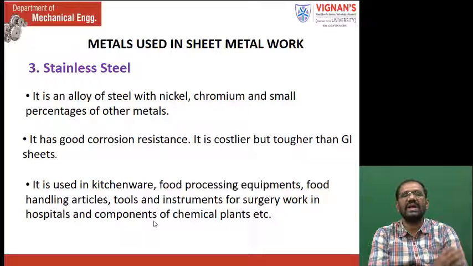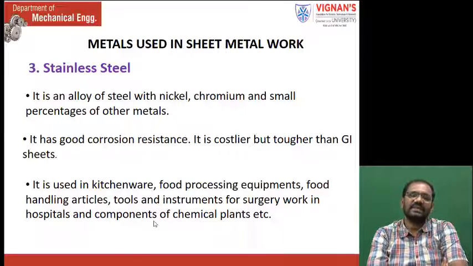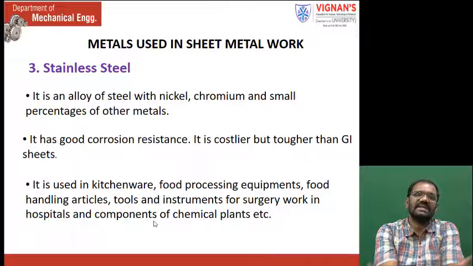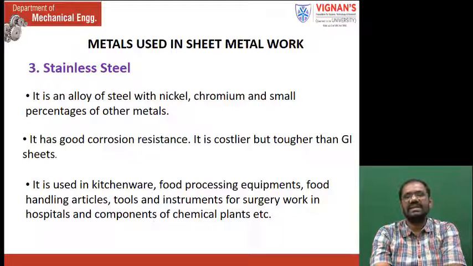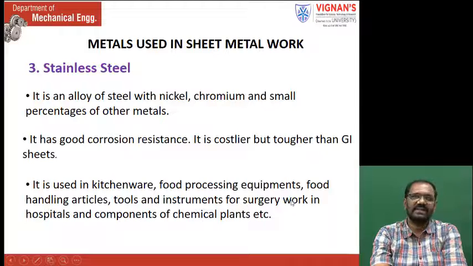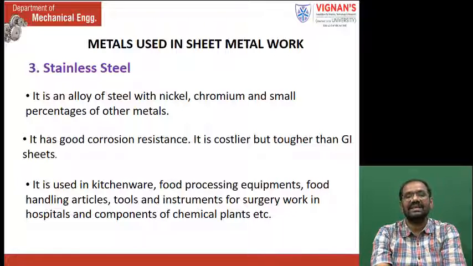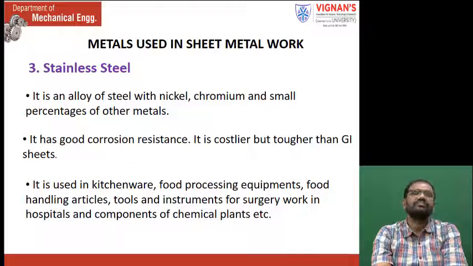Nowadays in chemical and surgery applications, super alloys have come. They are replacing the stainless steel. Still, stainless steels are used in medical applications. If you see, in surgery they use stainless steel knives and scissors also.